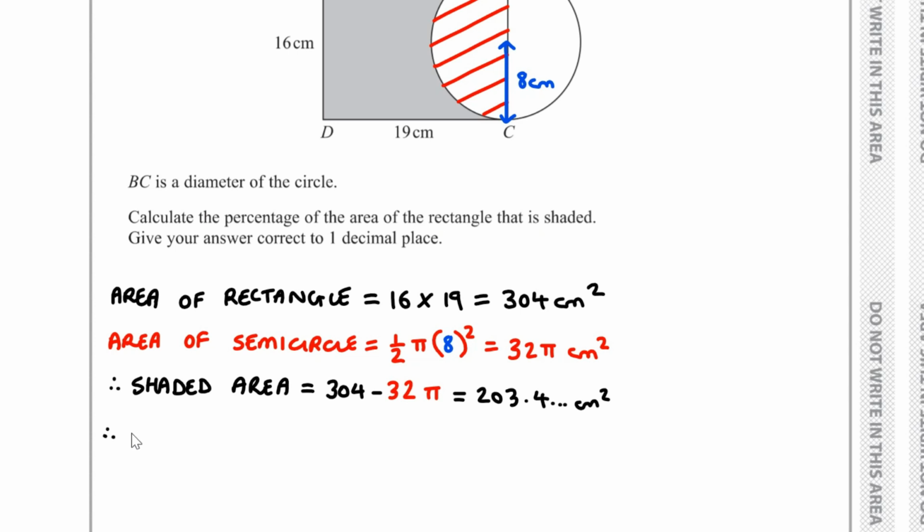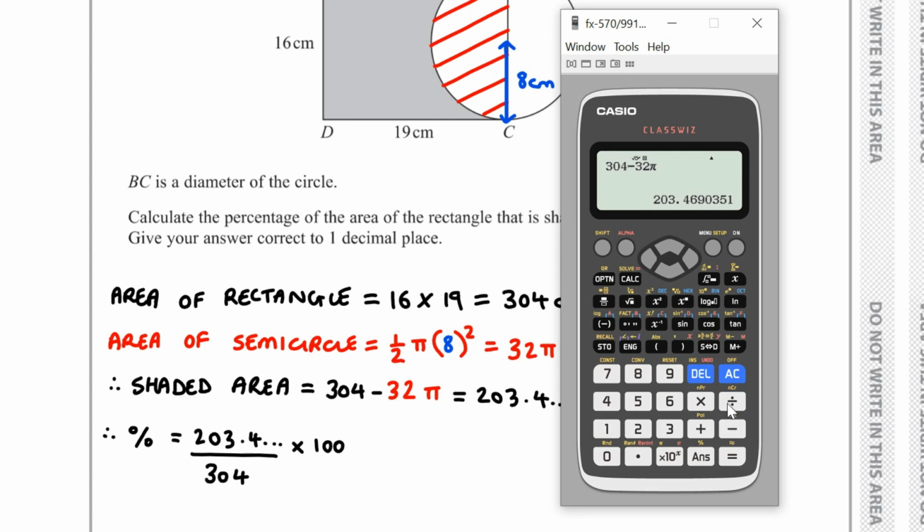So therefore, the percentage is equal to 203.4 etc. over the area of the rectangle, which is 304, and of course we need to multiply this by 100. So we divide this by 304 and then we multiply by 100, and it turns out to one decimal place we have 66.9%.